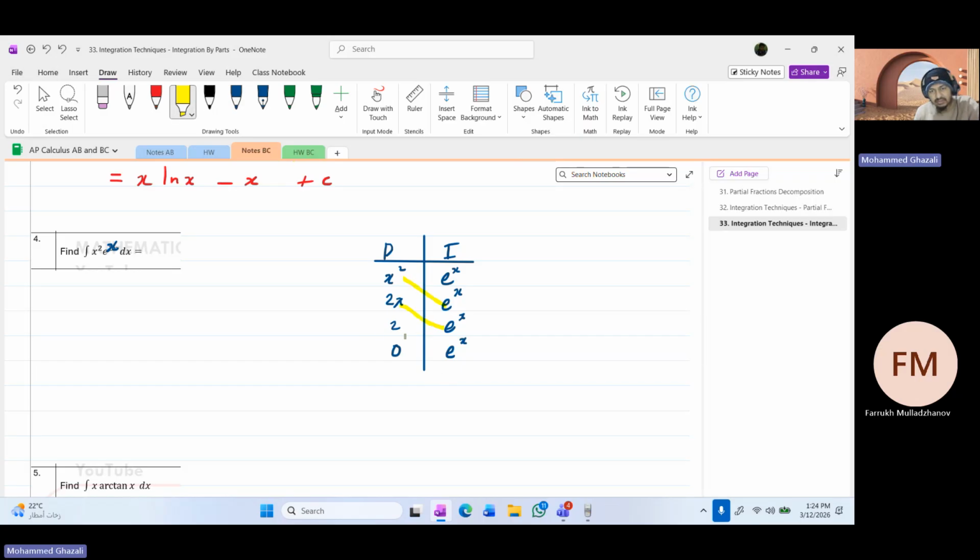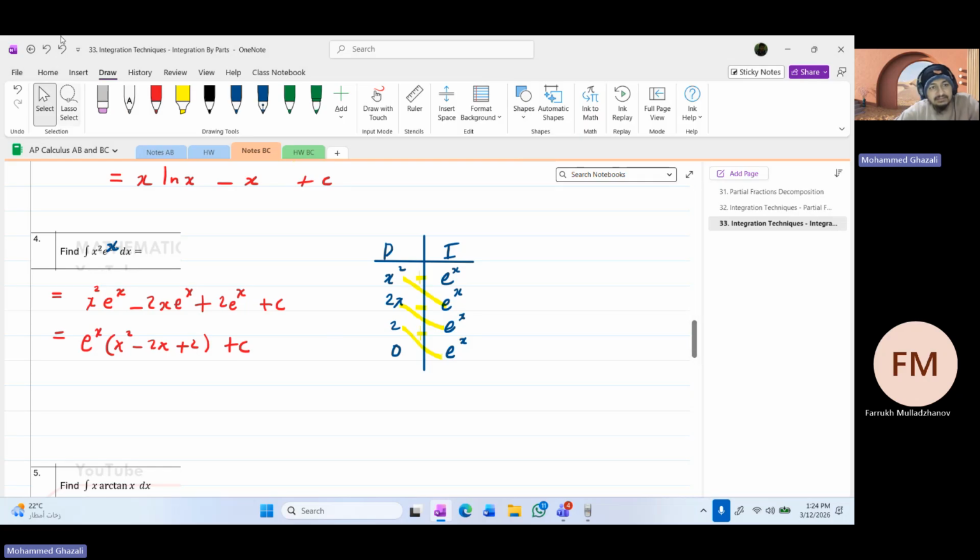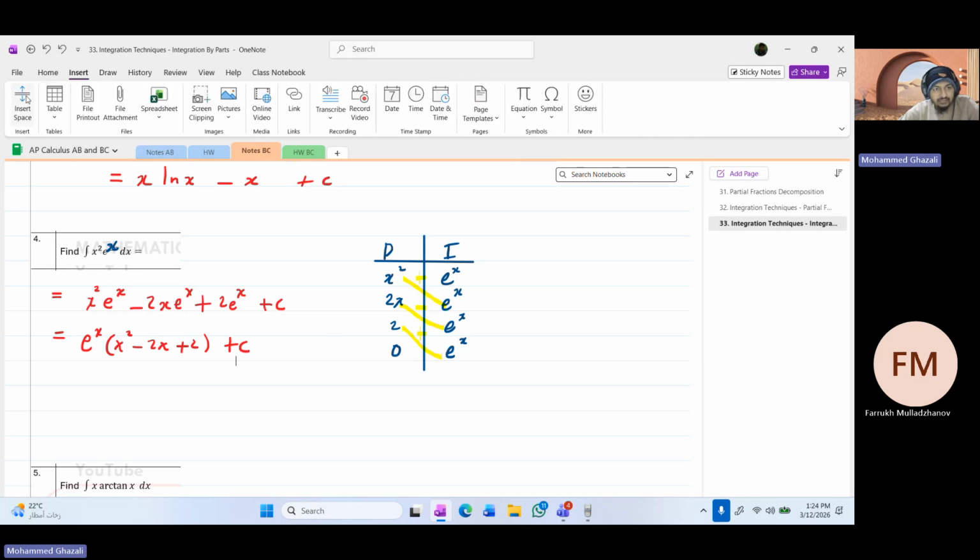Multiply those two, multiply those two, multiply those two, with signs add, minus, and add. So we have x squared e to the power x minus 2x e to the power x plus 2e to the power x plus c. Don't forget the plus c. You can take out e to the power x as a common factor, and you get e to the power x times x squared minus 2x plus 2, plus c. That's my final answer. Now, obviously, if you're finding definite integrals, then you drop the plus c and substitute your boundaries. Quite simple, all right?